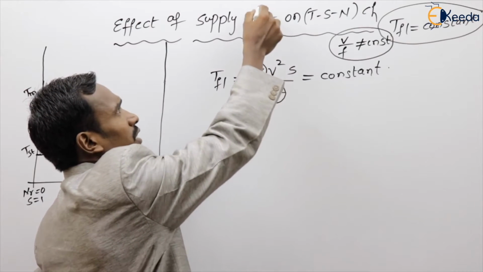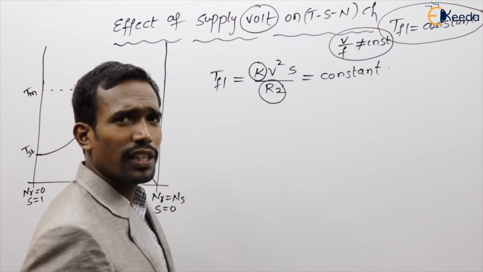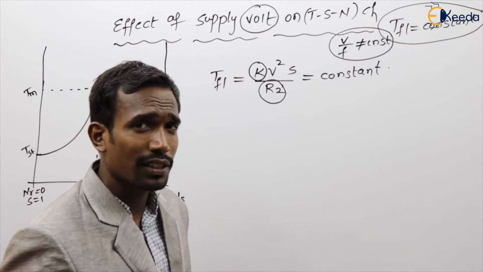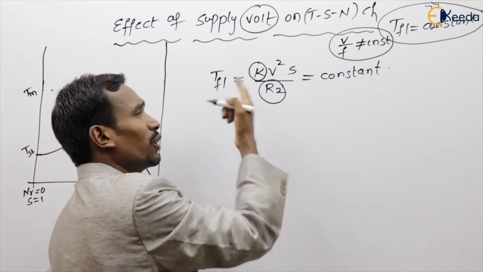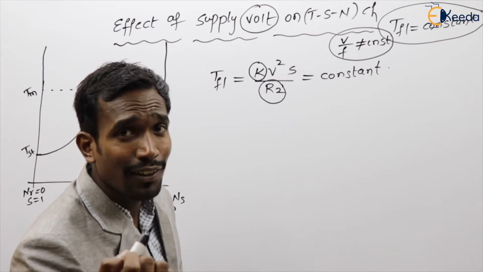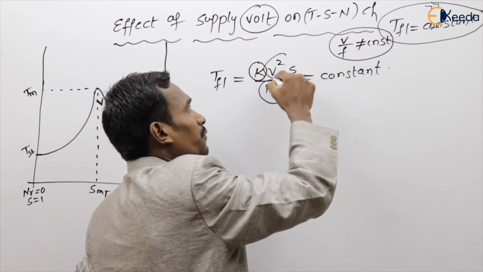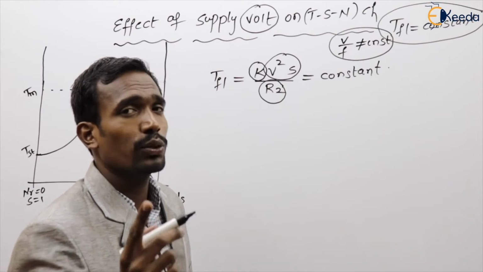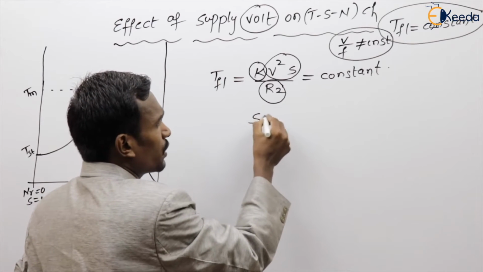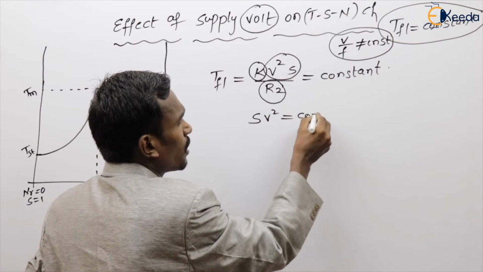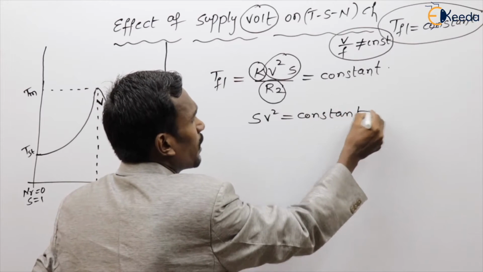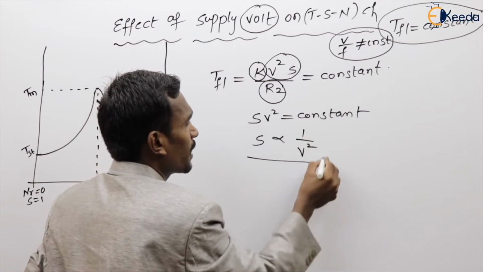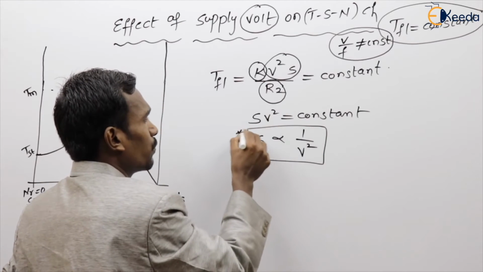Here we are just changing the supply voltage. So supply voltage is not constant and slip is also not constant. Tell me, what is the condition to get full load torque constant? Yes, the combination of V square and S should be constant. S into V square should be constant, nothing but S is inversely proportional to V square.